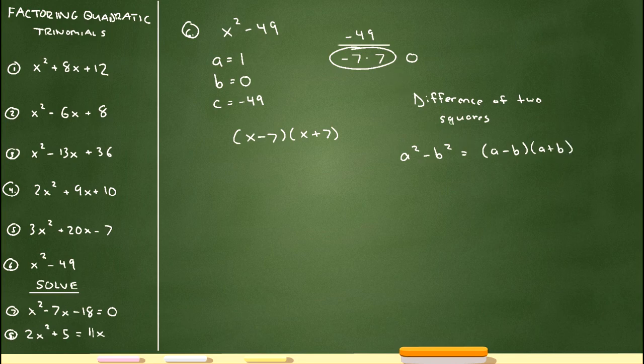And that's exactly what we got for our answer, right? x minus 7 times x plus 7. And that's what this formula here says. So you could memorize this formula if you'd like, or you could just remember that with this first type of factoring, our b term is 0. So that's going to cancel out the x.